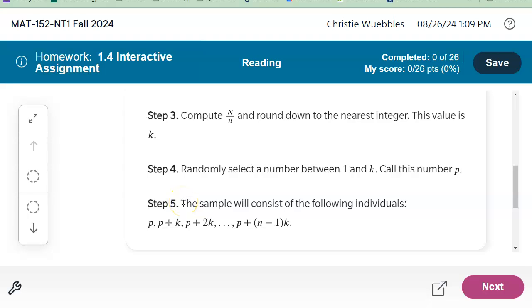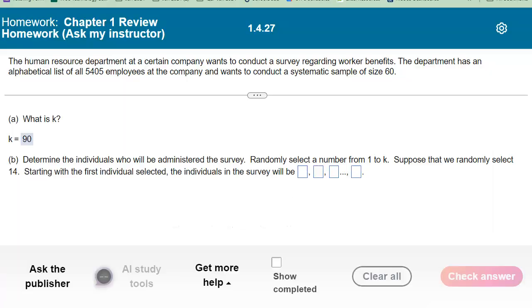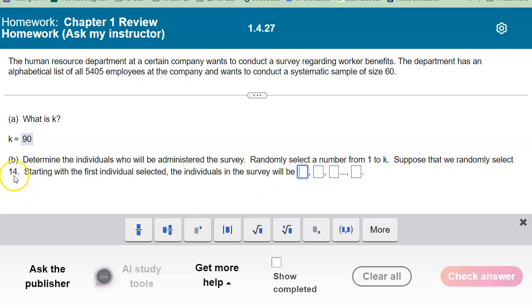Then we're going to actually calculate the sample. The sample will consist of the following individuals: P, P plus K, P plus 2K, and then the last one that we pick is going to be P plus the quantity, lowercase n minus 1, remember that was the sample size, times K. So based off of what we're told in that last step, we're going to start with the person numbered 14. The next person that we select will be 90 beyond that. So we're going to do 14 plus 90, and we'll get 104.